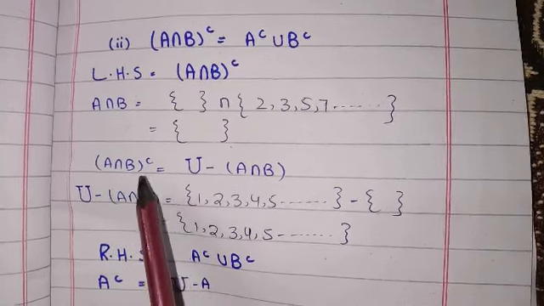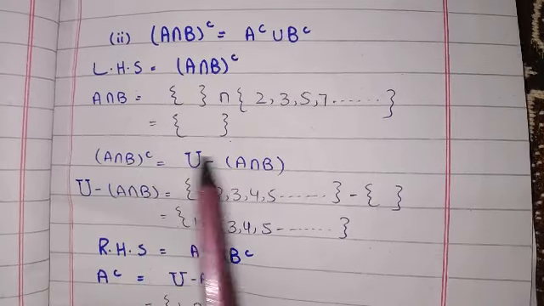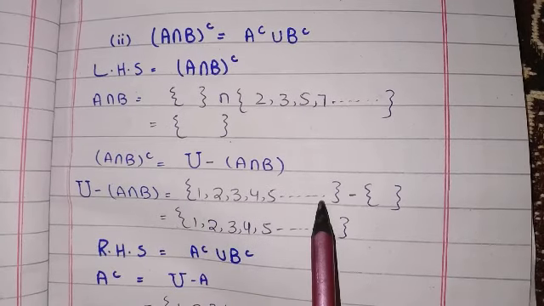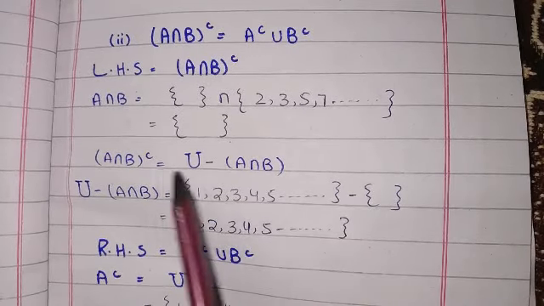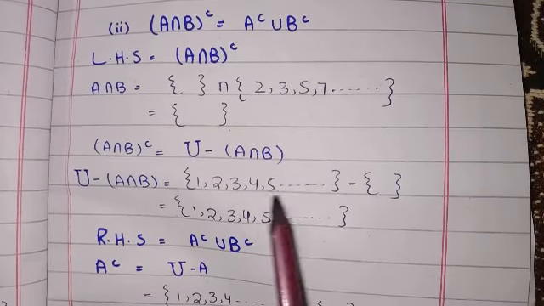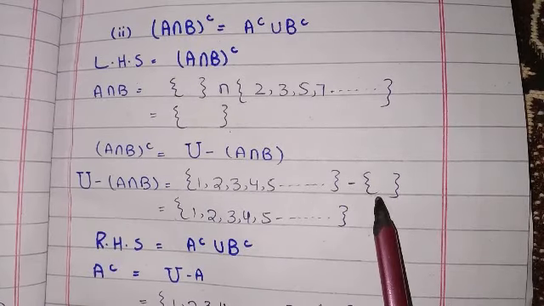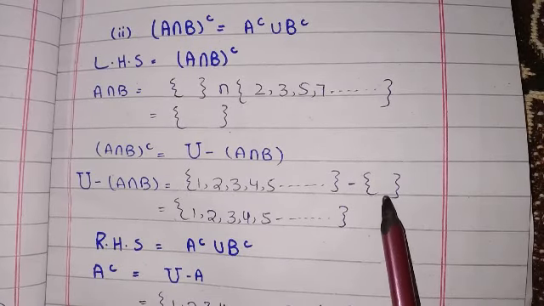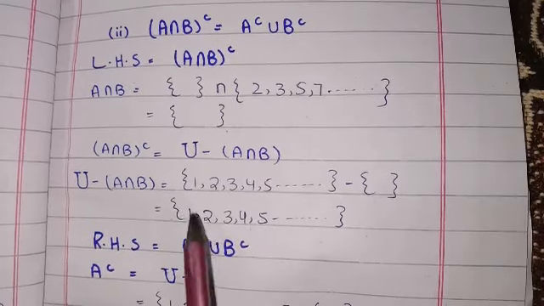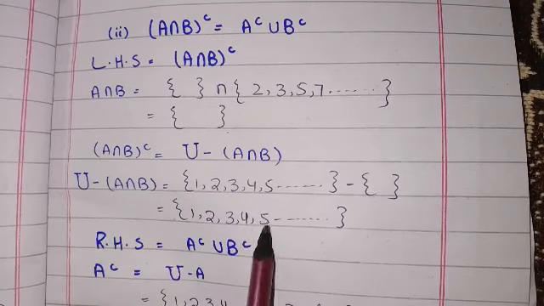Then students, we will take the complement of A intersection B whole complement. It means universal set minus A intersection B. We will write firstly the universal set, then minus our A intersection B resultant set. As you can see, in the universal set we have elements 1, 2, 3, 4, 5 and so on, but in the A intersection B resultant set we have nothing, so the universal set will be written as it is. It means A intersection B whole complement is equal to 1, 2, 3, 4, 5 and so on.